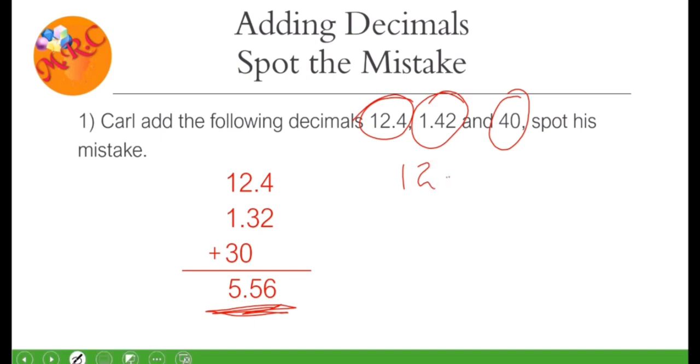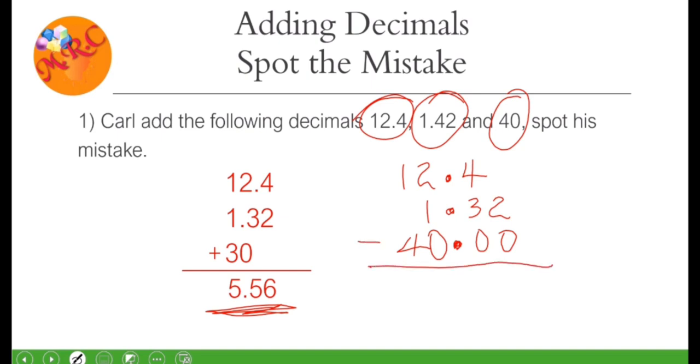So it's 12.4. And the next one is 1.32. And the next number is 40. But Carl has 30 there. Even that Carl did wrong. Alright, so the next number is 40. So our 4 goes there and our 0 there. And we're ensuring that we're aligning. And I can just go ahead and put in a decimal point there and fill these slots with placeholders. Now that they are aligned, let's find the total.